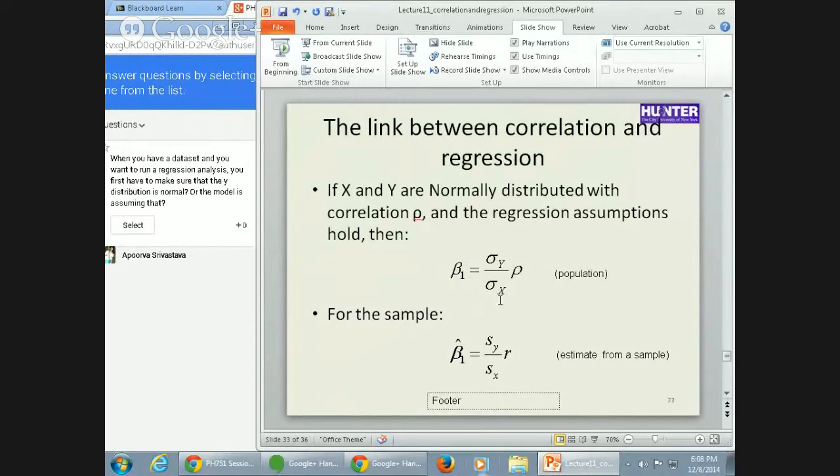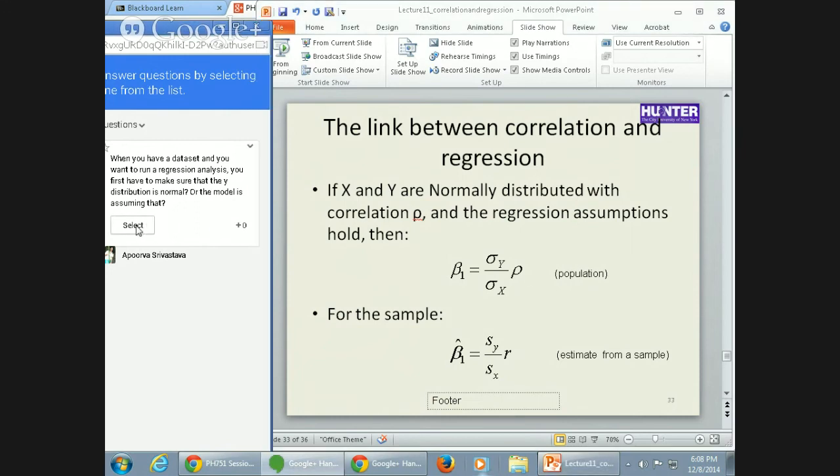And if we were to scale both of the X and the Y so that they have a standard deviation equal to 1, then the coefficients and the Pearson correlation are exactly the same. Neat.